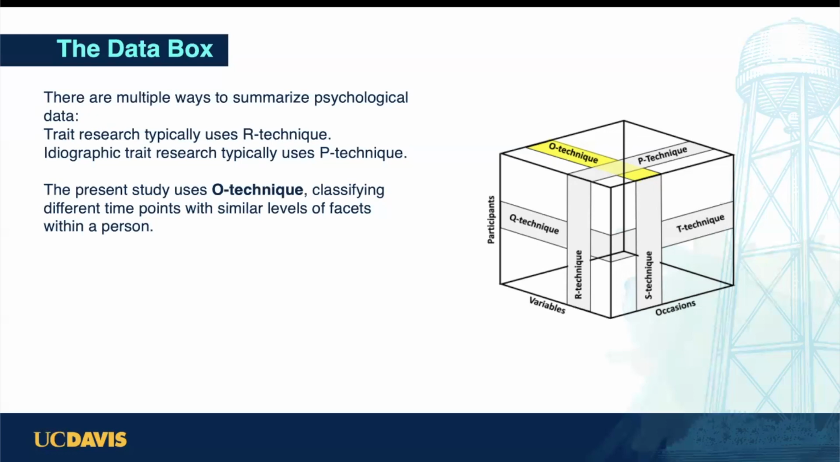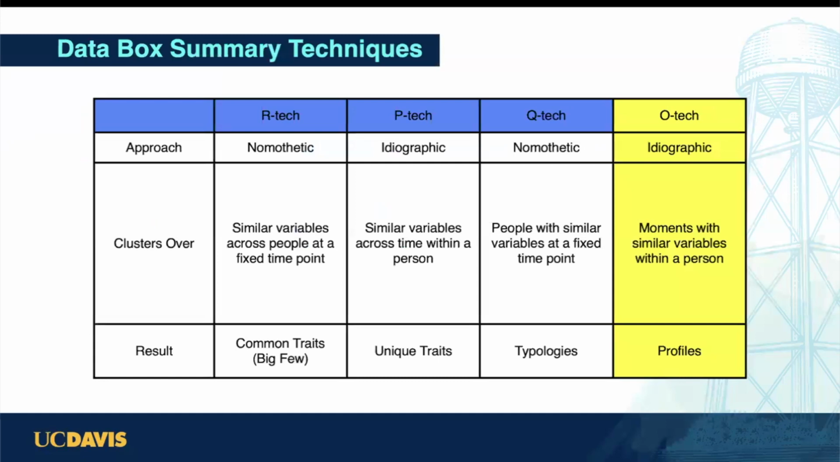But in O technique, you take an individual participant with multiple variables and multiple occasions, and then you classify these different time points and you group them together if they have similar levels of facets. So this is just a more detailed table of the data box. And so again, familiar with R technique, and that results in something like the Big Five, and we will be concentrating on O technique. And so the approach is idiographic in that a person is studied relative to themselves, and it summarizes or clusters over moments with similar variables, and the result are momentary profiles.